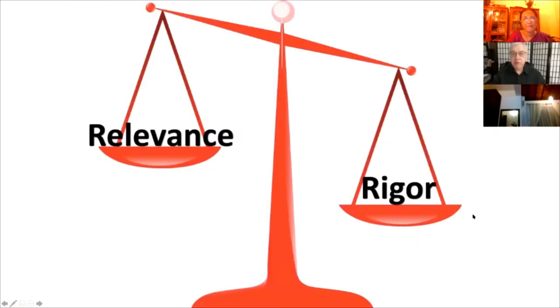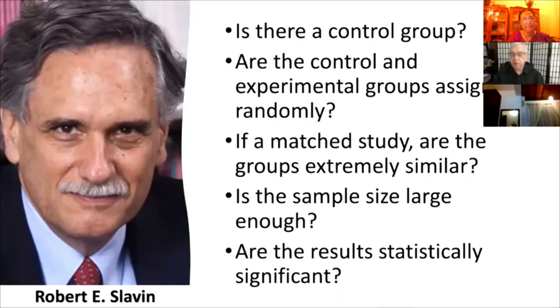Now, part of the problem is that there's an imbalance between the emphasis on relevance of the research we do in education and the rigor. Some people want there to be lots and lots of rigor. For example, Robert Slavin, who's a professor at Johns Hopkins University, is an advocate of having educational researchers emulate randomized controlled trials as they use in medical education.